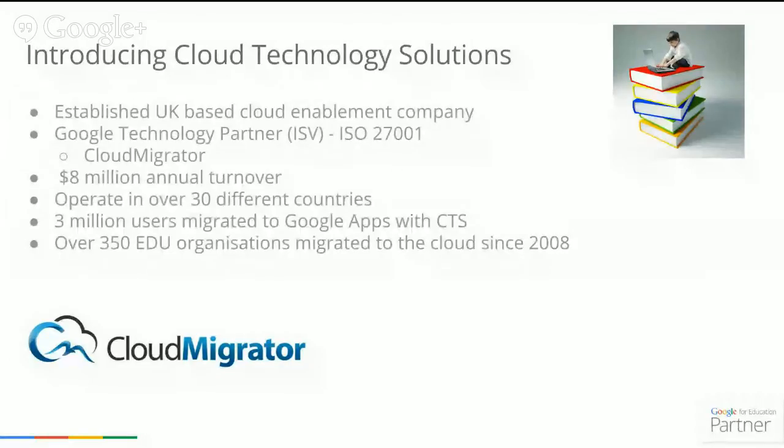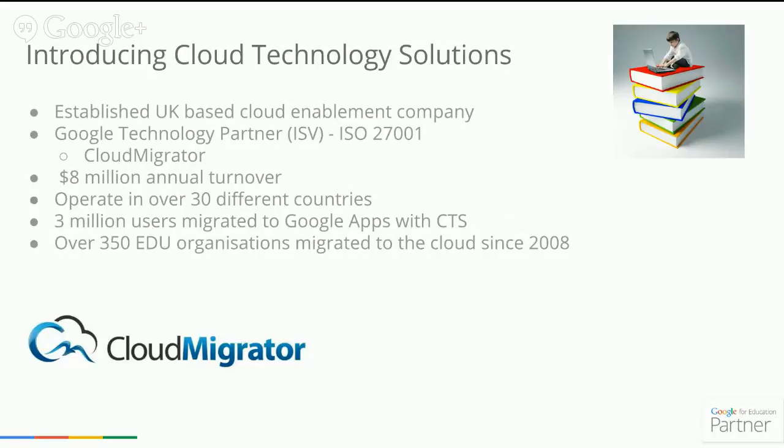Thank you, Stuart. Okay, so a little bit more about CTS or Cloud Technology Solutions. So CTS, we're an established UK-based cloud enablement company. We're based in Manchester in the north of England. We're also a Google Technology Partner, or an ISV. And where compliance is concerned, we are ISO certified. So we have our own products. The one we'll talk about today is Cloud Migrator. So we developed, designed, and market that tool since its inception in 2008, 2009.